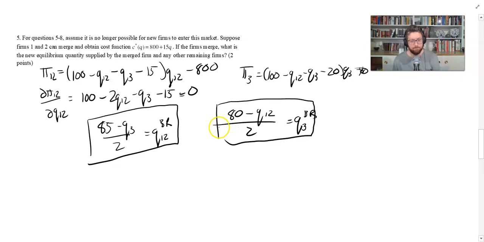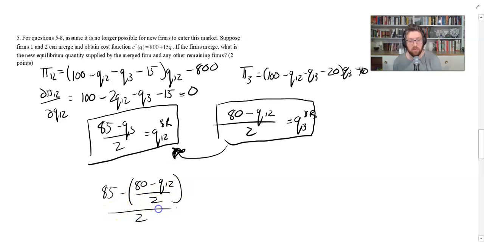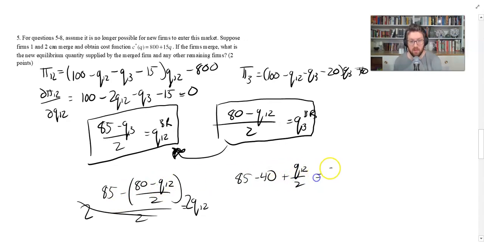He has higher costs. So we can no longer assume symmetry, so we're going to have to plug one of these into the other. So let's put that into there. So we have 85 minus (80 minus Q1,2 divided by 2) all over 2 is equal to Q1,2. So let's get rid of this denominator by multiplying both sides by 2. And now we have 85 minus 80 over 2. So that's 85 minus 40. Then we have a minus times a minus, so that's plus Q1,2 over 2. And that's equal to 2 Q1,2.